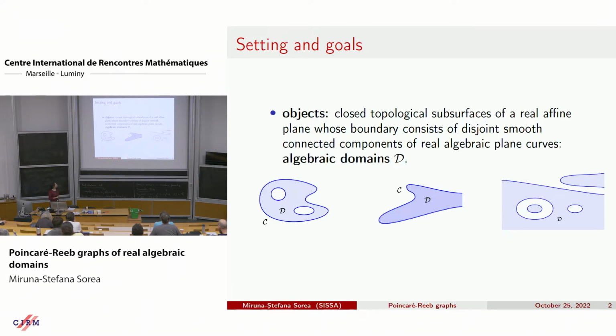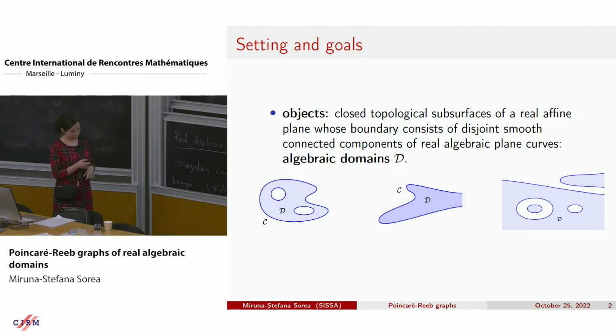So we look at real algebraic domains. These are closed topological subsurfaces in the real affine plane, and they are bounded by disjoint, finitely many smooth connected components of real algebraic plane curves. And you can see already some examples.